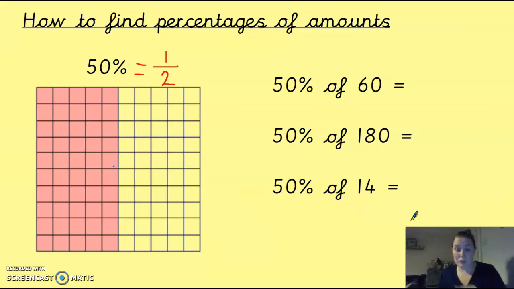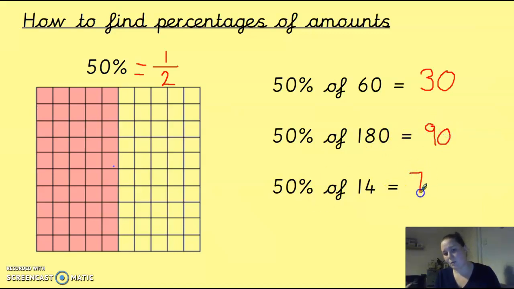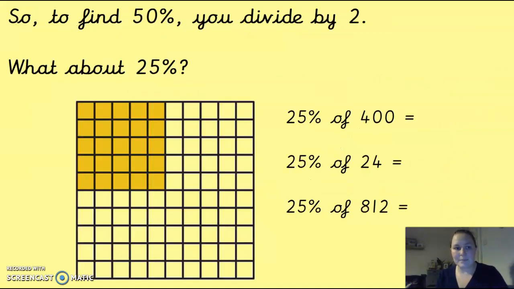Okay, hopefully that's not too tricky. So 50% of 60, half of 60 is 30. 50% of 180, we can do 50% of 18 is 9, and then make that 10 times bigger. And 50% of 14, half of 14 is 7. Hopefully you're all with me, that's not too tricky yet.